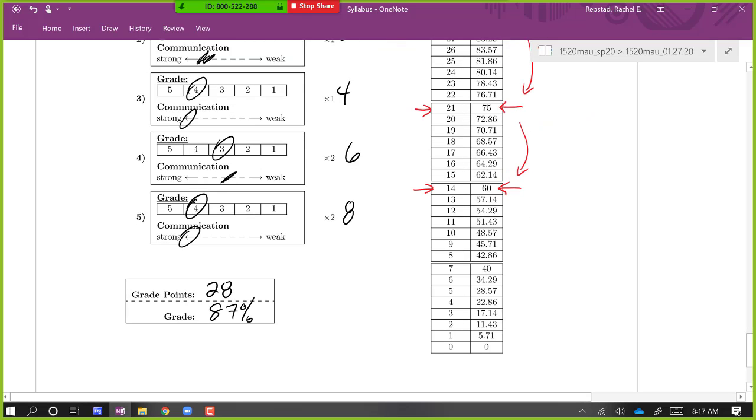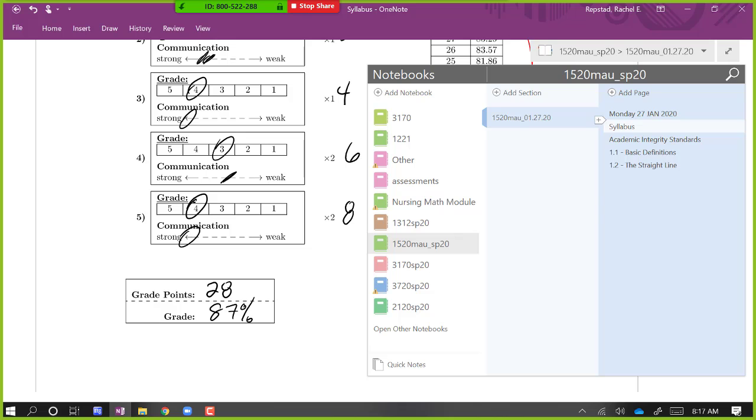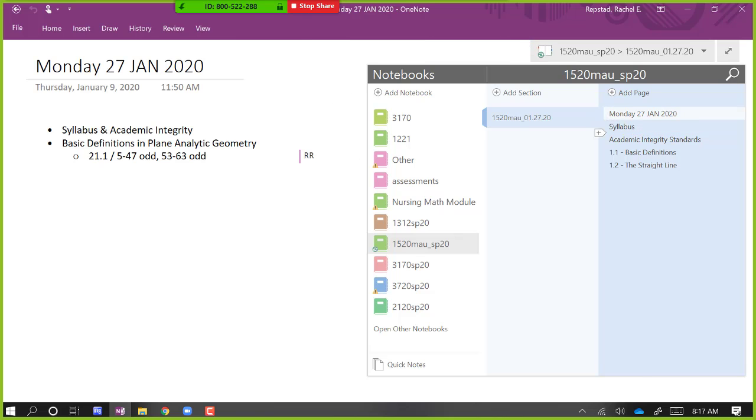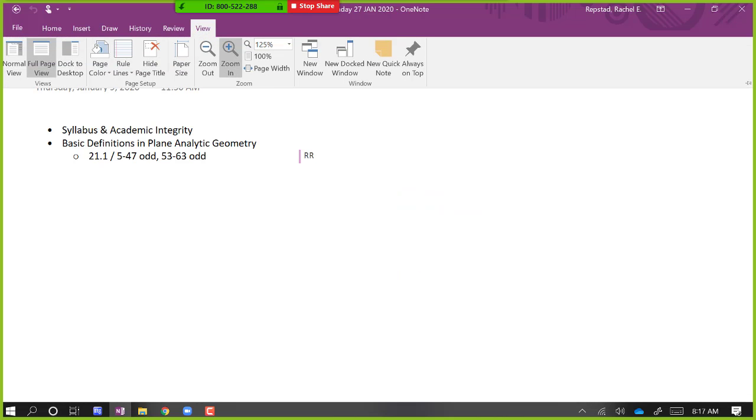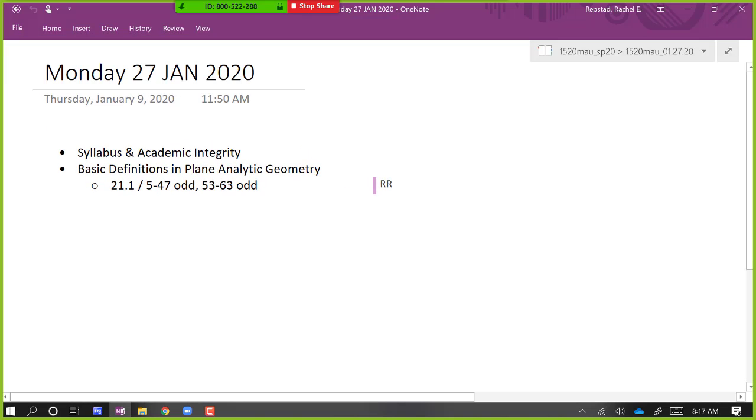Are there questions so far on what to expect and how things are going to go? Okay. All right. In that case, maybe we'll get down to the fun part. We'll start working through some of this analytic geometry material.